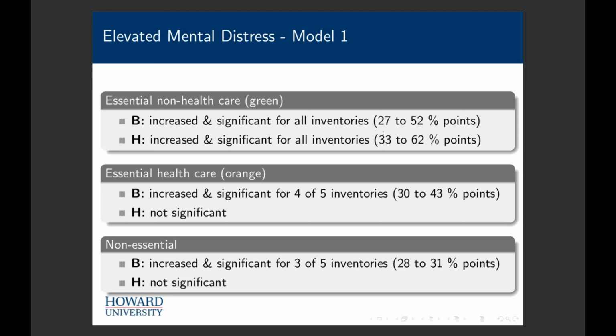We do find some statistically significant differences for essential healthcare workers, although I caution these results because when we cut across, we only have, I believe, roughly around 200 essential healthcare workers in our data set for the entire study. When you start cutting across race, you get to such a small group. One of the interesting results that we weren't expecting to find is non-essential workers, so workers who are working from home. Those individuals that were Black reported elevated levels of mental health distress for 3 of the 5 inventories.